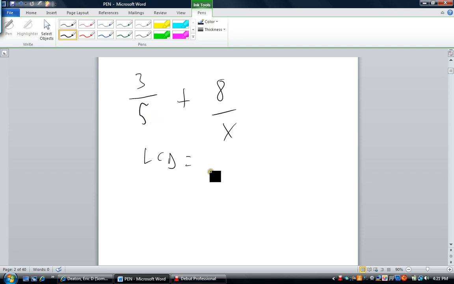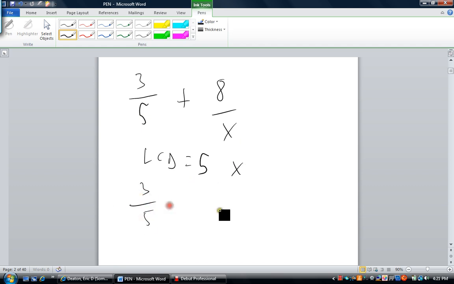What's the smallest number that 5 divides into? You would say 5. What's the smallest number that x divides into? And you would say x. Now the LCD has to be a number that 5 and x both divide into, so that would be 5x. Another way to think of it is that we have to have both the 5 and the x in our LCD.